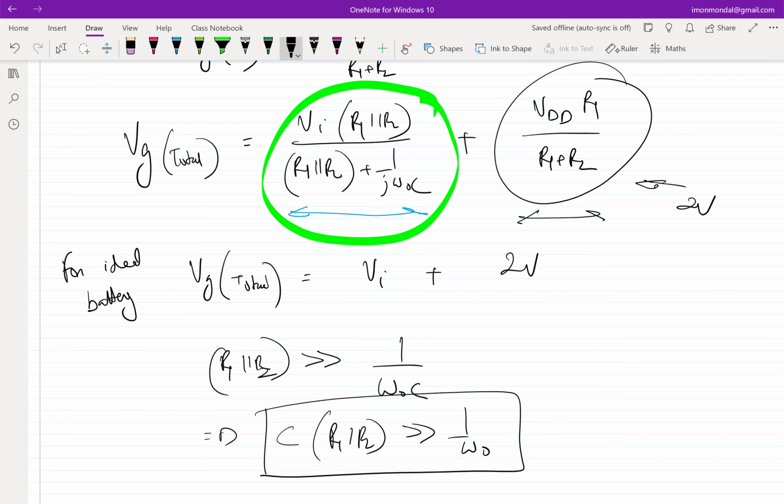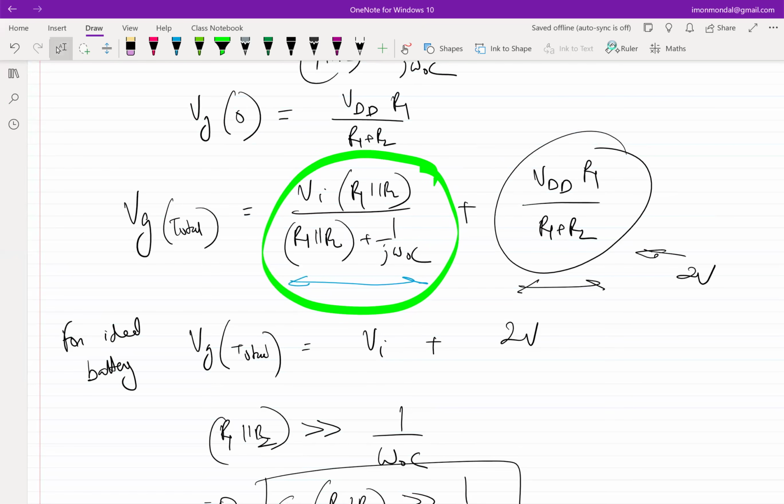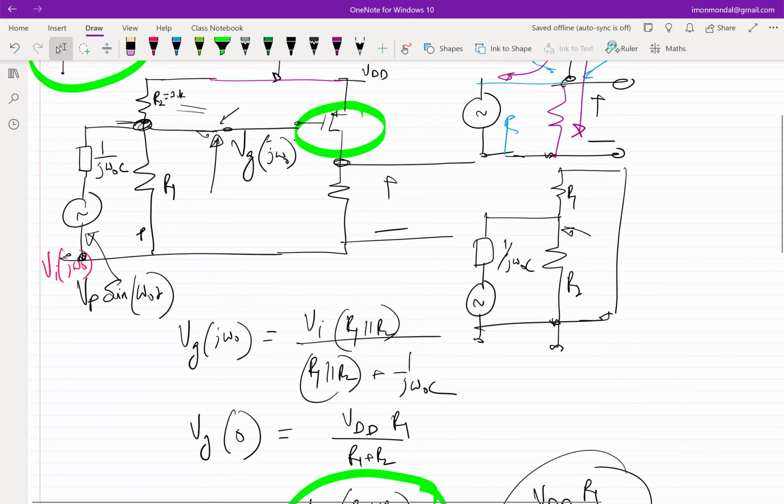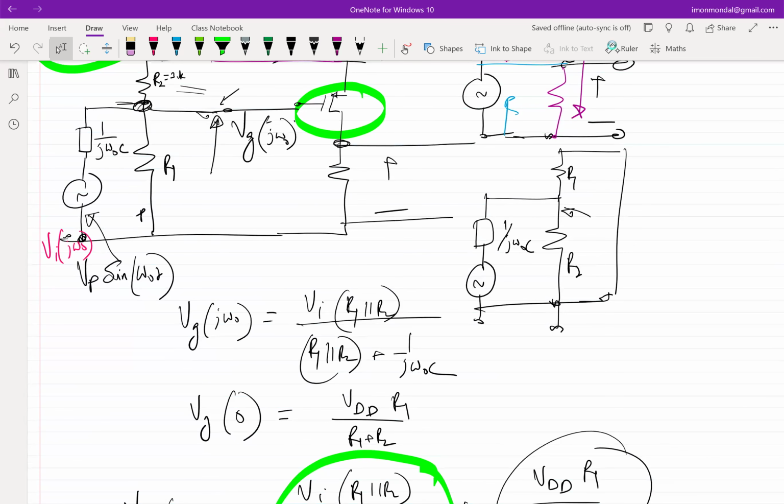What he is pointing out is, let's say for whatever reason I was not able to choose R1, R2 and C in such a way that this is as close to 1 as possible. So let's say it becomes half. Then you have to take the magnitude of it, R1 parallel R2 by under root this square plus that square, and you find out that the magnitude of this is equal to 1/2.